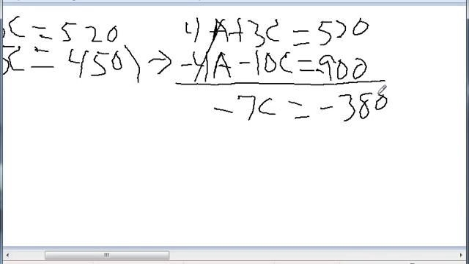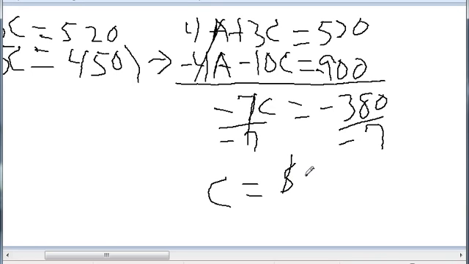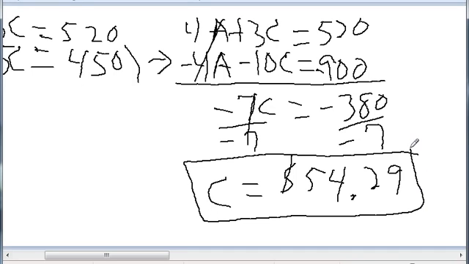Okay, then we continue by dividing off our -7 on both sides, and that will tell us that the cost of a child ticket is going to be equal to approximately $54.29. So we have the cost of a child ticket.